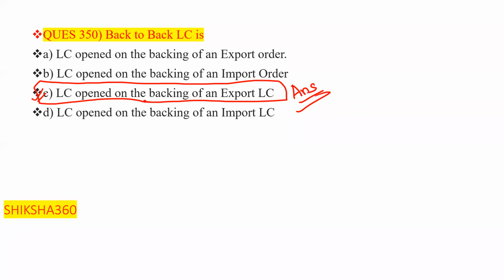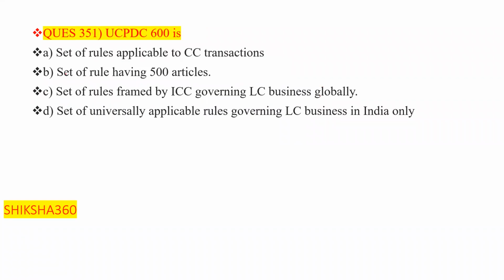Now move to the next question. Please remember all these points. You will definitely get questions in the examination. UCPDC 600: first option, set of rules applicable to CC transactions. Second, set of rules having 500 articles. Third, set of rules framed by the ICC governing LC business globally. Fourth, set of universally applicable rules governing LC business in India only.